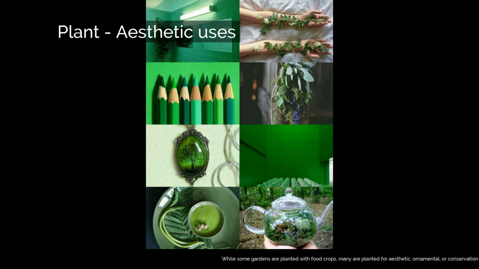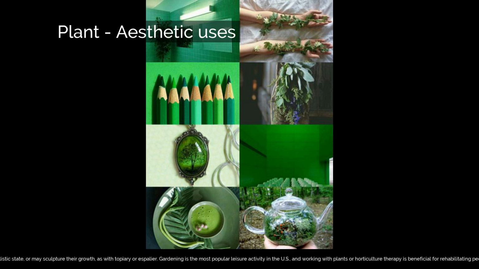While some gardens are planted with food crops, many are planted for aesthetic, ornamental, or conservation purposes. Arboretums and botanical gardens are public collections of living plants. In private outdoor gardens, lawn grasses, shade trees, ornamental trees, shrubs, vines, herbaceous perennials and bedding plants are used. Gardens may cultivate the plants in a naturalistic state, or may sculpt their growth, as with topiary or espalier.